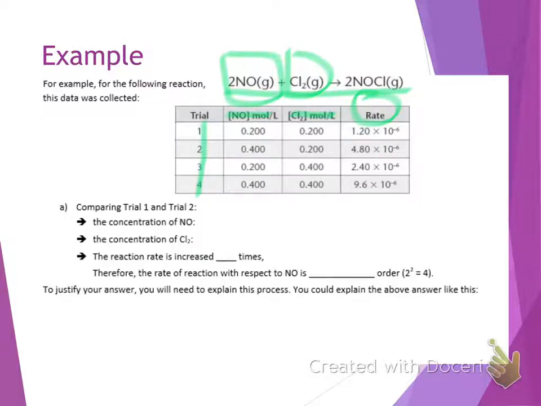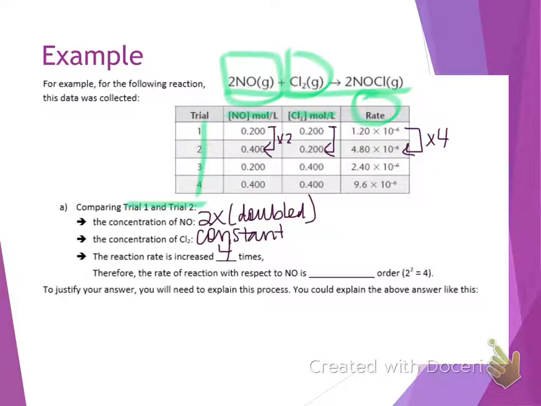As we compare trial 1 and trial 2, we can see that the concentration of NO was doubled. The concentration of Cl2 remained constant, so just like we need to do, hold one reactant constant while changing the other and see what effect doubling the NO had on our rate. Rate went up by 4. We went from 1.2 to 4.8 with that same 10 to the power of -6.